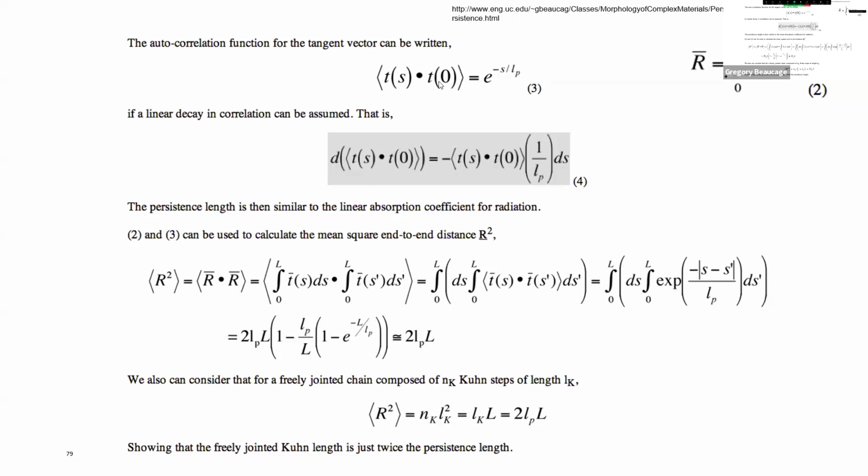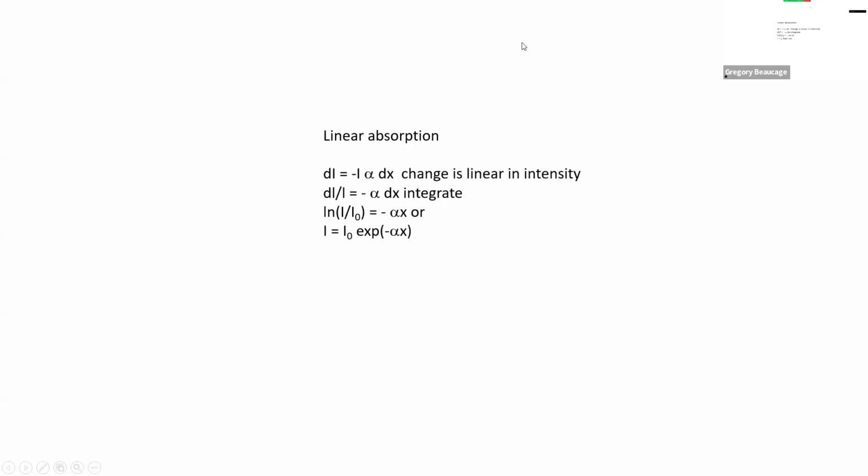So the dot product of two positions along the chain, at a position s and some other position, follows what's called a linear decay function, which is an exponential, which is kind of odd, right? So why would a linear decay function be an exponential? There's also linear absorption, which is also an exponential. So why is it called linear absorption?